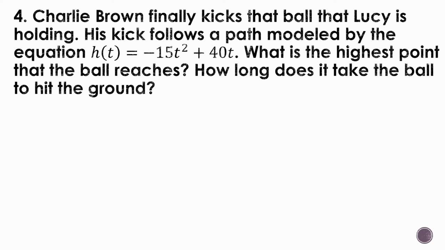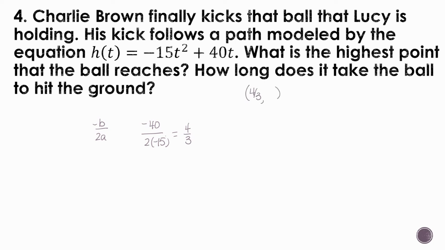All right, so first of all, highest point is going to be the vertex, right? So remember, to find the vertex, we take negative b over 2a. So negative 40 over 2 times negative 15 is positive 40 over 30, or 4/3, which means that's the x-coordinate of the vertex.